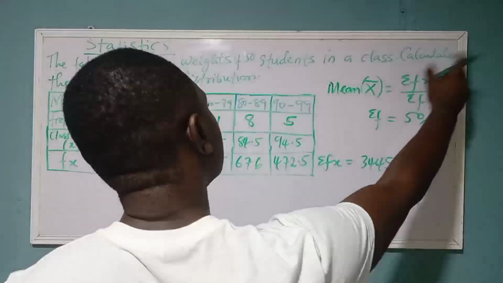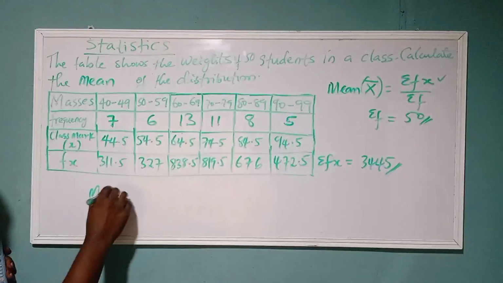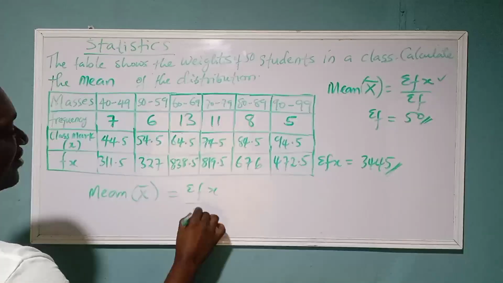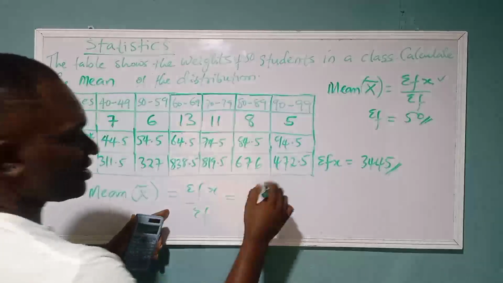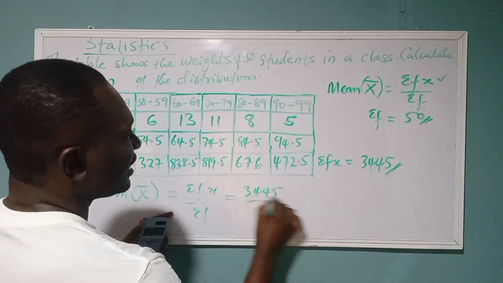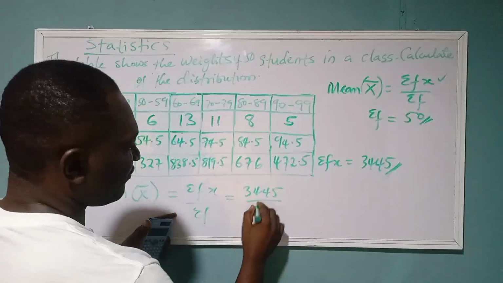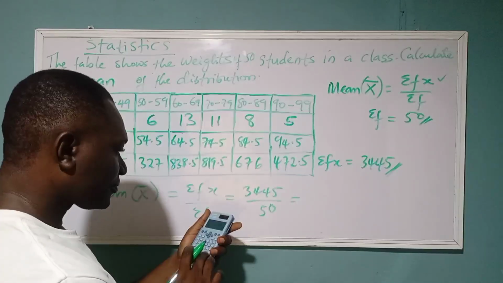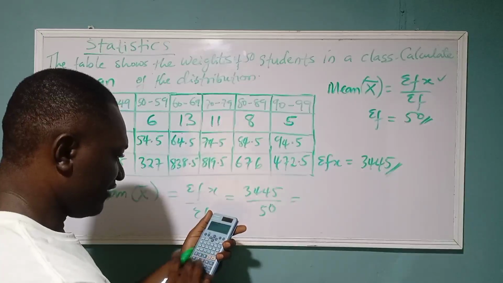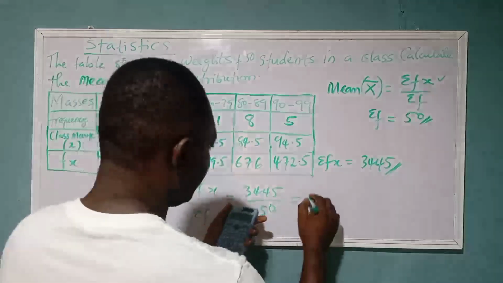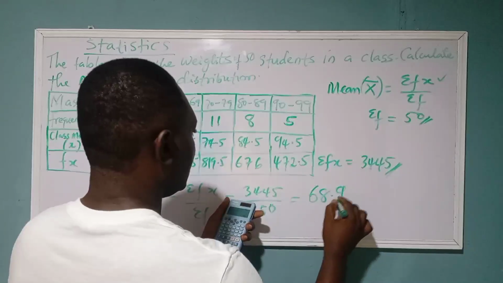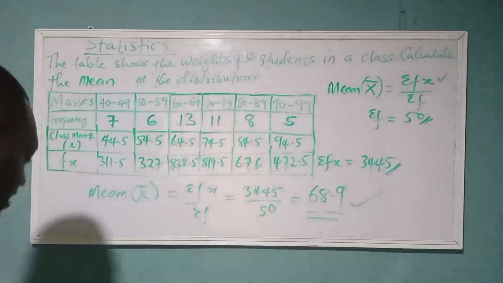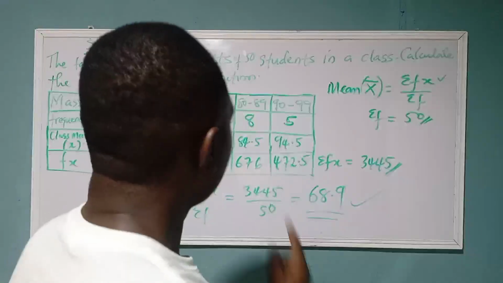So what we're going to do now is to input it in the formula. So our mean, which is x bar, will now give us summation of fx divided by summation of f, and then summation of fx is 3445. Then our summation of f is 50. So we divide this value by 50. So 3445 divided by 50 gives us the very interesting number of 68.9. So this is our mean for the distribution of this data. All right, so this is where we're going to stop now.